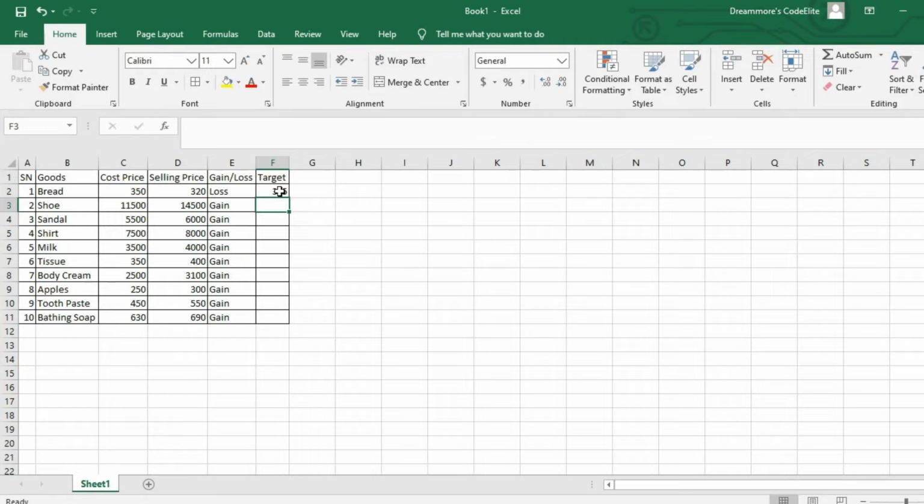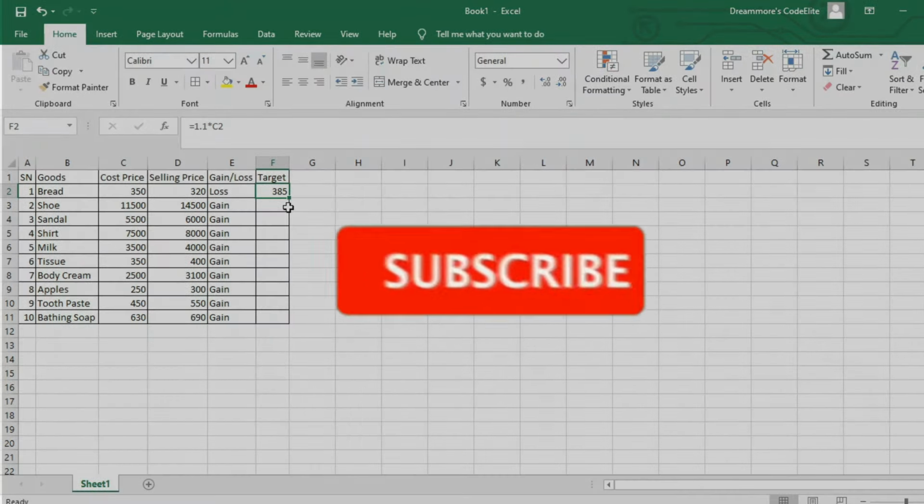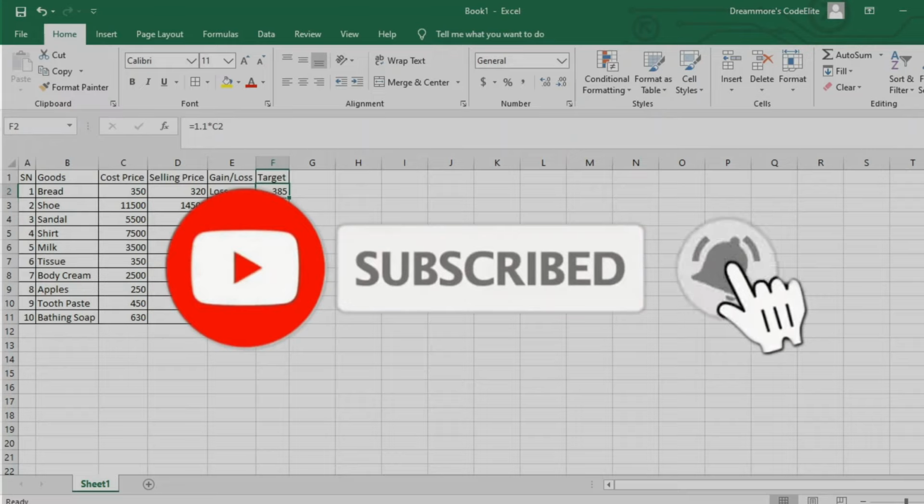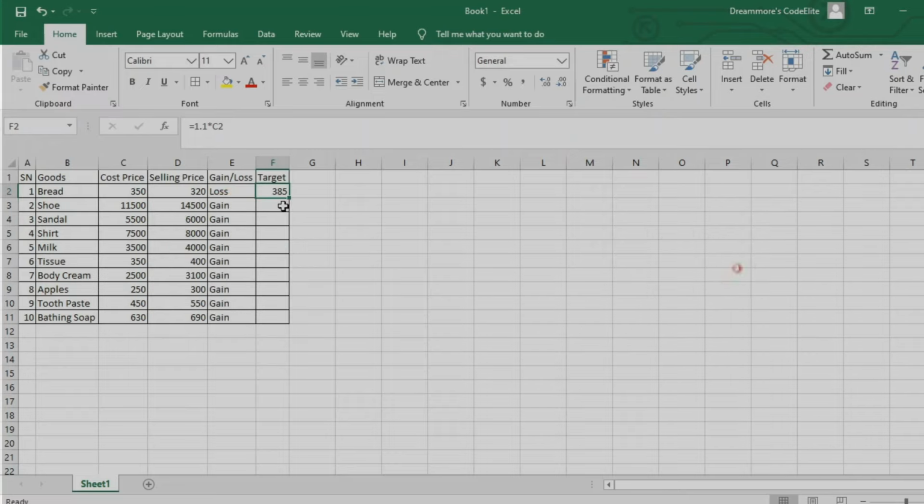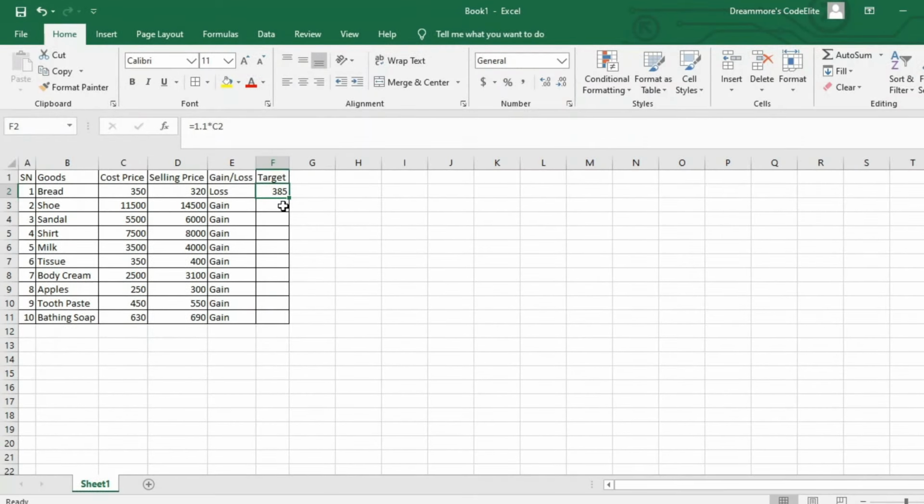Now, if you calculate properly, 110% would be that figure. The 10% of 350 will be 35. So 350 plus 35 will be 385. In the same way, I will just replicate this and I have the result. Okay, now take note.